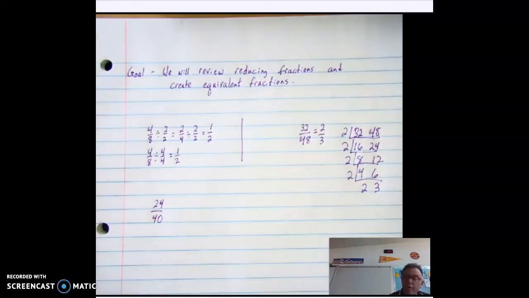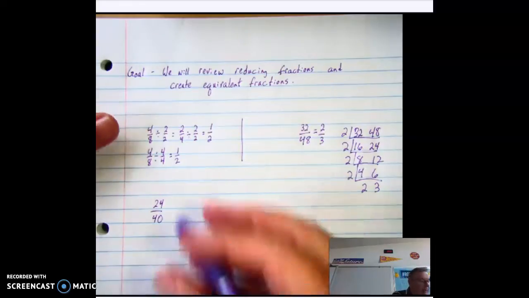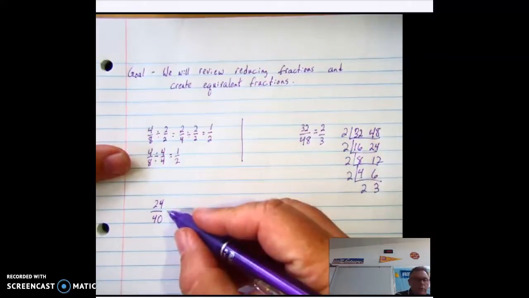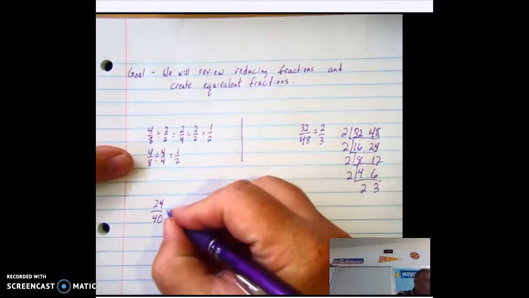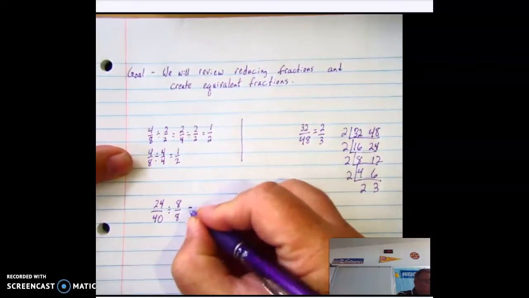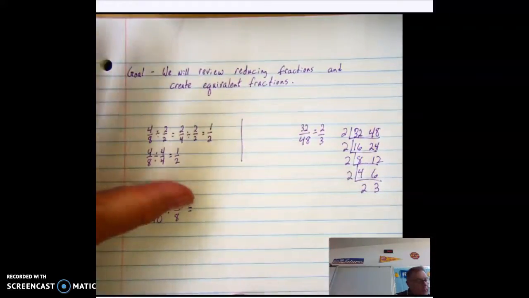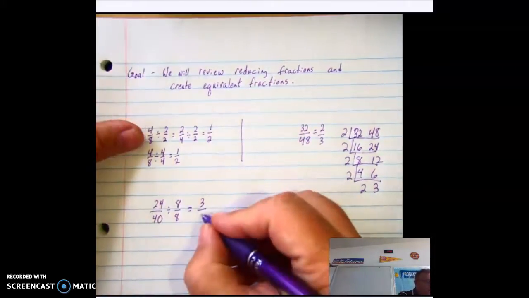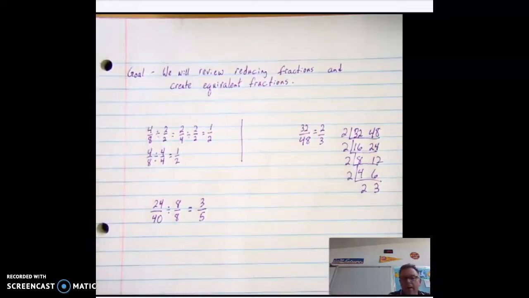Okay, you can use whatever method you want. If you use the decomposing box, great. I'm going to go ahead and go common factors on this. So I know for 24 and 40, I have to start with 8. So I'm going to divide both of them by 8. 24 divided by 8 takes me down to 3. 40 divided by 8 takes me down to 5. I always want to check and see, can I go any farther? And I can't. So 3/5 is that reduced fraction.